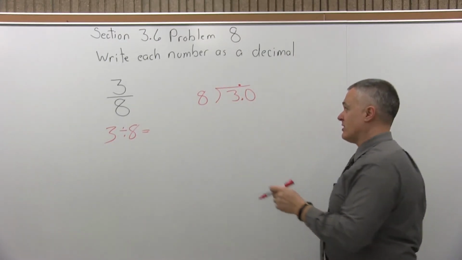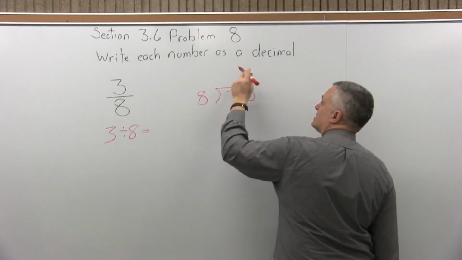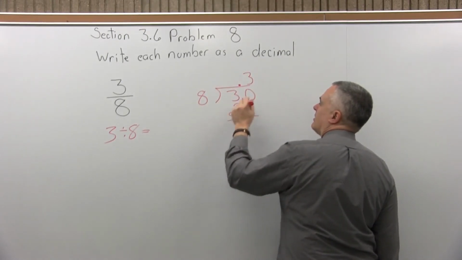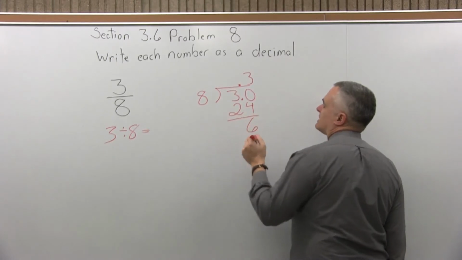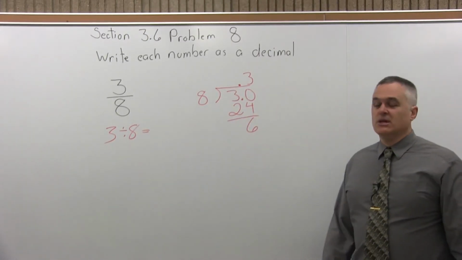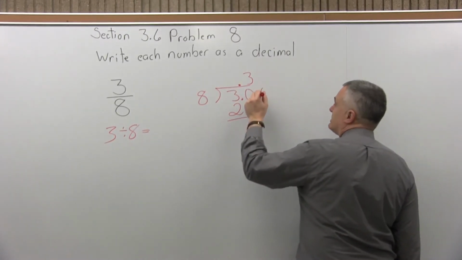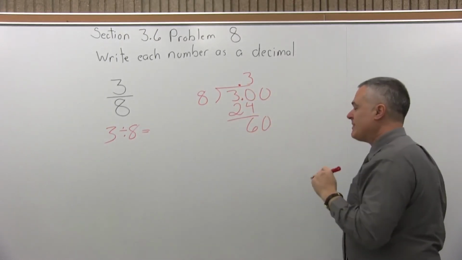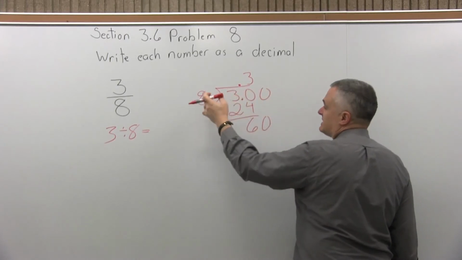8 will fit into 30. It'll go in 3 times. 3 times 8 is 24. And now 30 minus 24 is 6, so it didn't go in evenly. So what I can do is just add another 0 after and bring it down next to the 6. And I have 60.